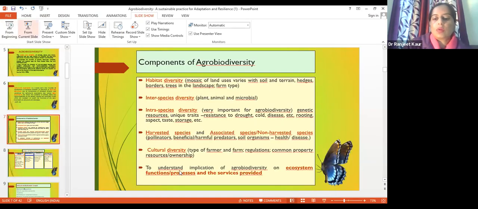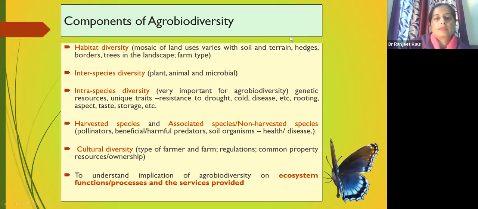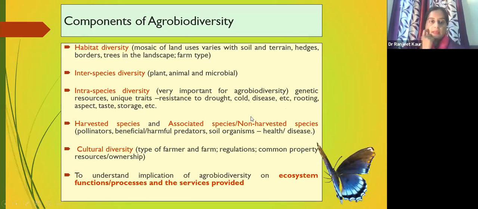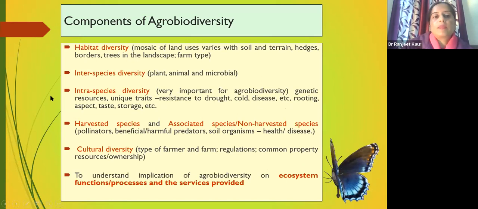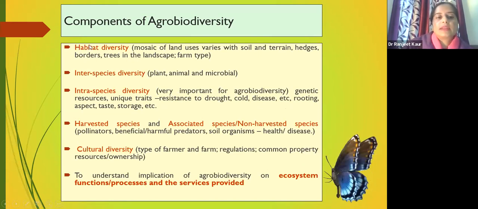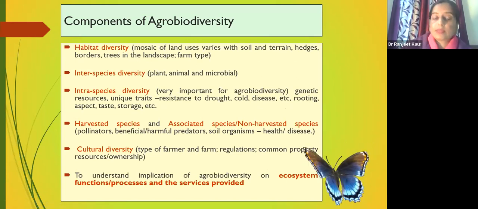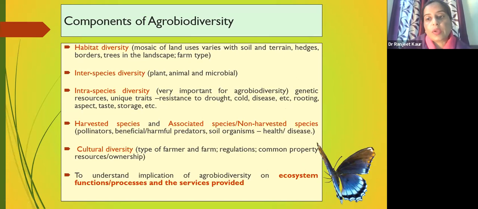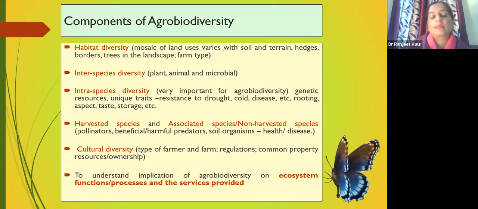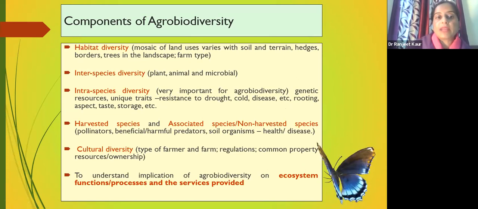Then we come to the components of agrobiodiversity. Here it is divided into habitat diversity. There are different kinds of land uses within agrobiodiversity. Also there are different soil types, different hedges, there are other farm types. So various kinds of habitats are present in the ecosystem also.